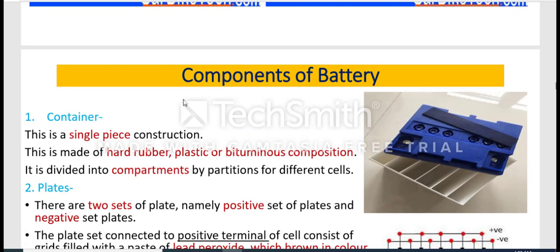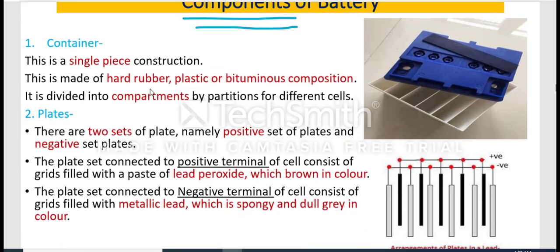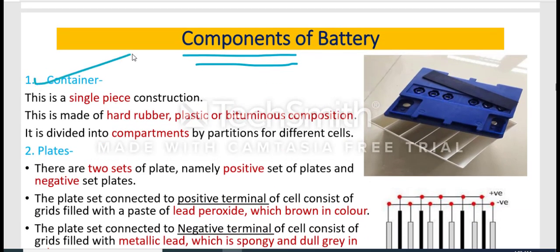In the construction we have to study the important components of the lead acid battery. The first very important component is the container. In this diagram you can see the container. The container is nothing but the outer part of the battery, with compartments inside it. It is a single piece monoblock molding containing 3 to 6 compartments.